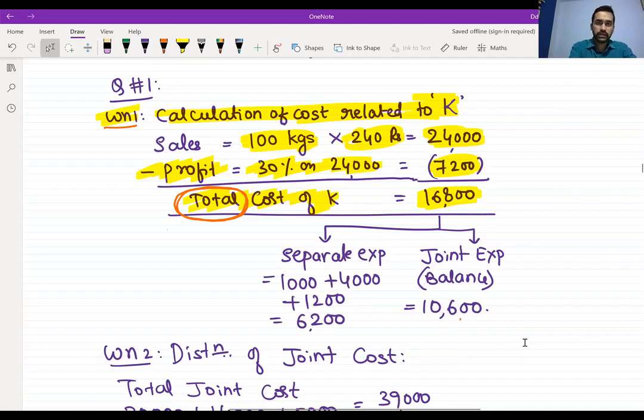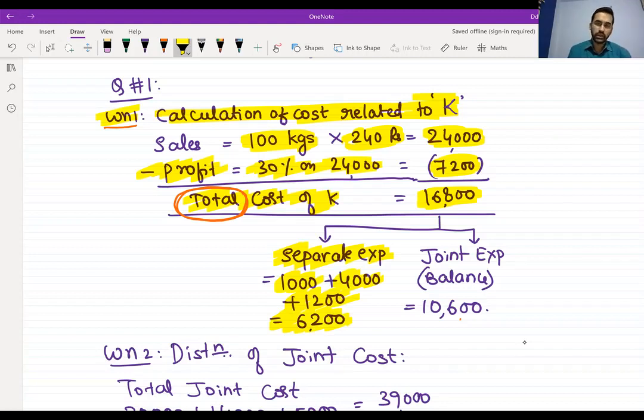First, let us segregate. Draw two arrow marks. Left hand side, separate expenses. Sir, why are you starting with separate expense? What happens first is joint activity. No, you should write joint cost. You're right. But I don't know how much of joint cost is related to K. But I know separate expenses related to K. Therefore, I'm starting with separate expenses of K. Go to the question. You have material 1,000, labor 4,000, overhead 1,200. Add all this, you will get 6,200.